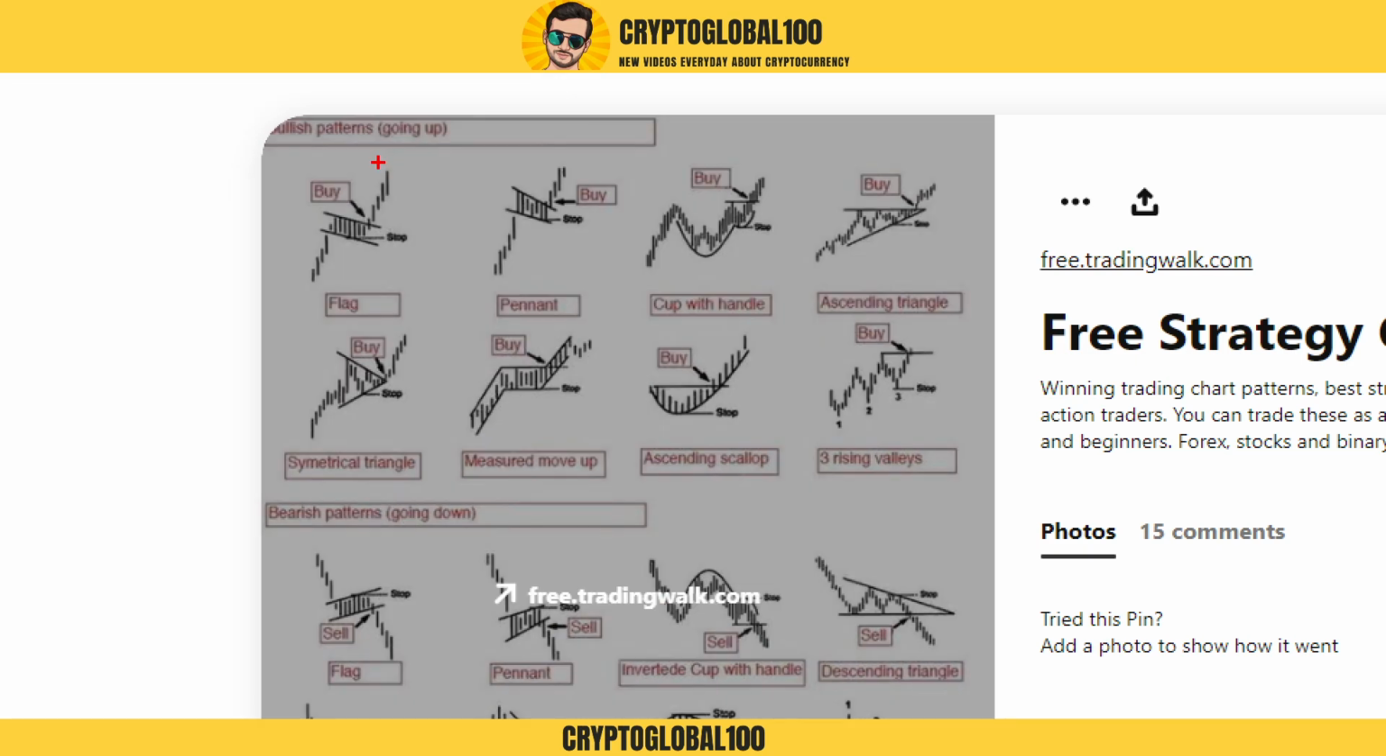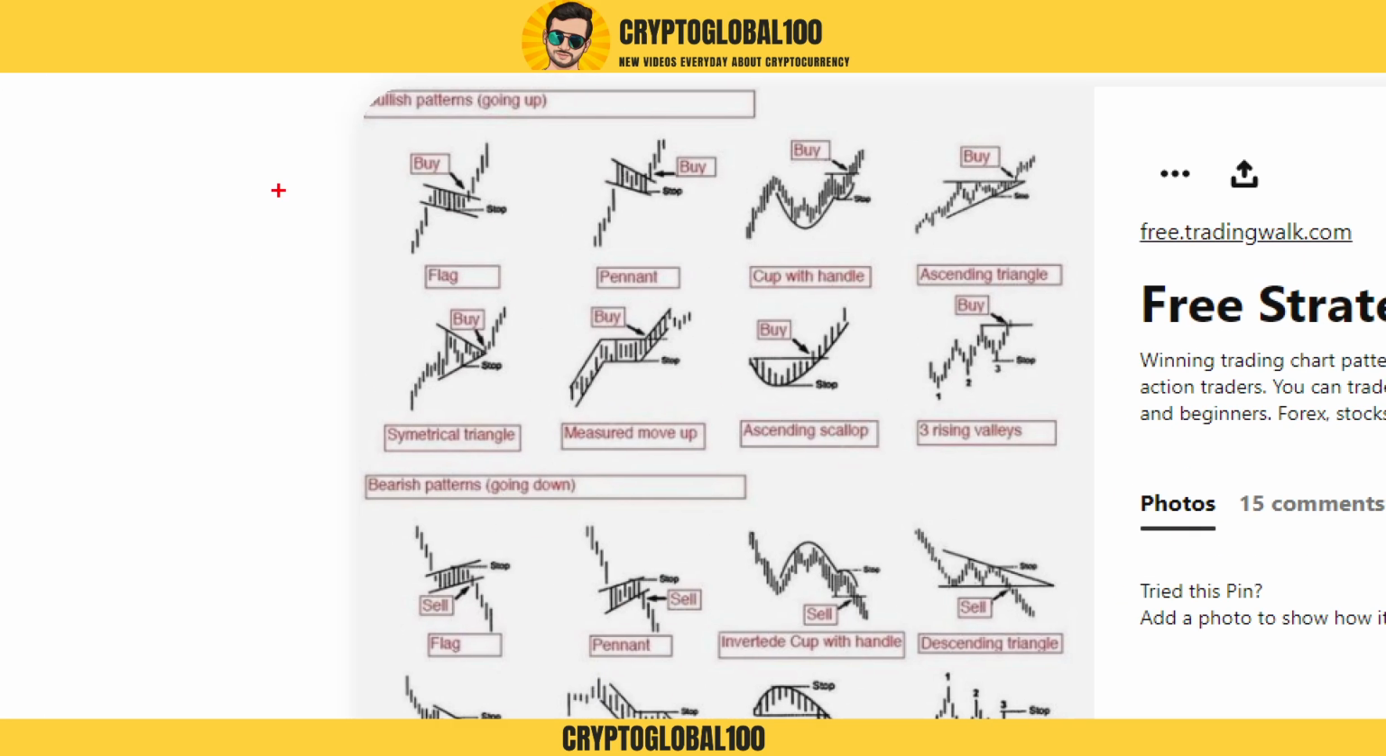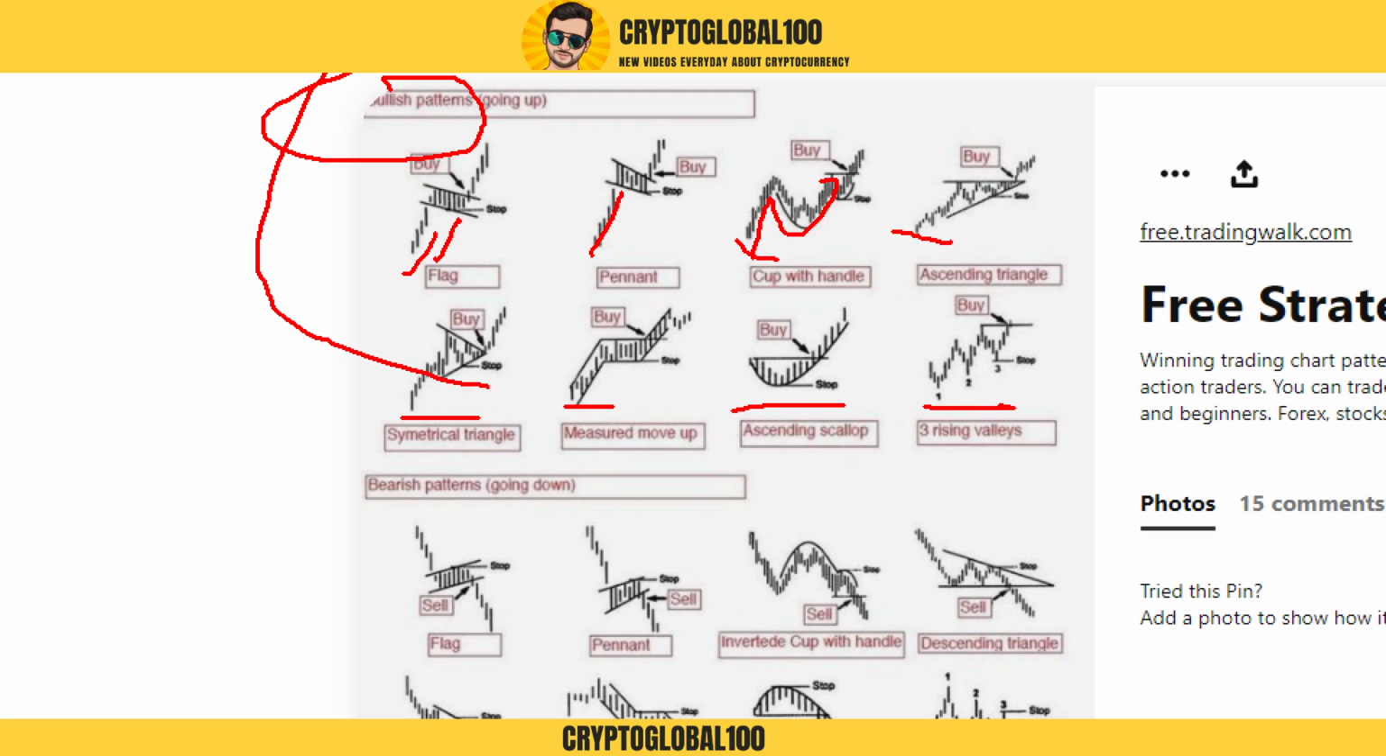Okay, these are the price patterns. You see, this is the bullish pattern, and in a bullish pattern, what happens? The price starts from the downside and moves up. You can see here, this is the bullish flag, bullish pennant, then cup and handle, starting from the base, from the downside here. This is a symmetrical triangle, a move up, an ascending scallop, and these are the three rising valleys. So these are the bullish patterns.